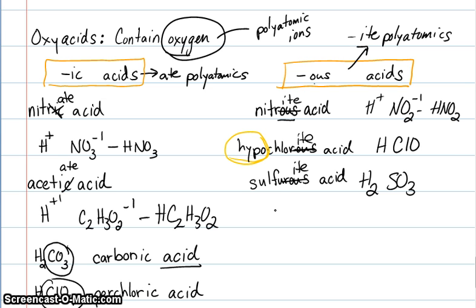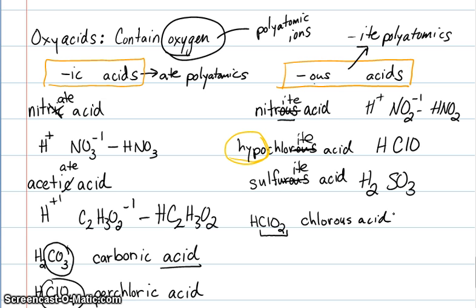What about working in the opposite direction? When you see this, you say, oh, what polyatomic is ClO2? ClO2 is chlorite. So we've learned that ite changes over to ous. That is chlorous acid. Chlorous acid.